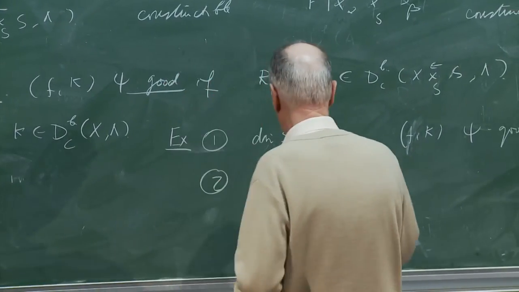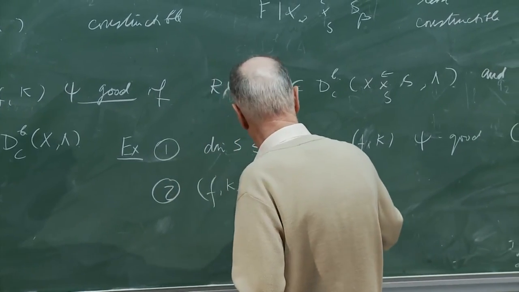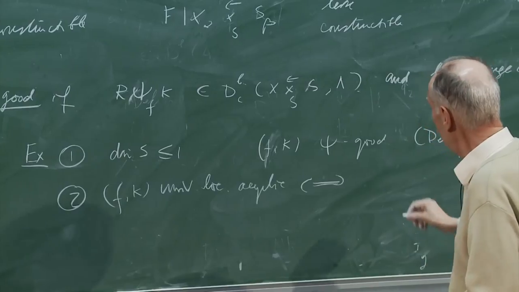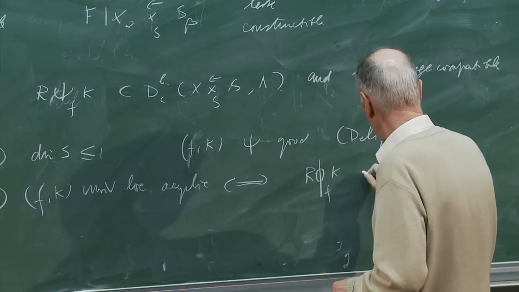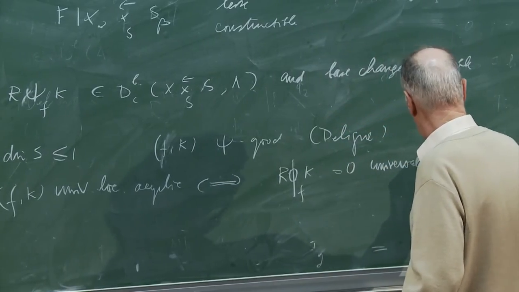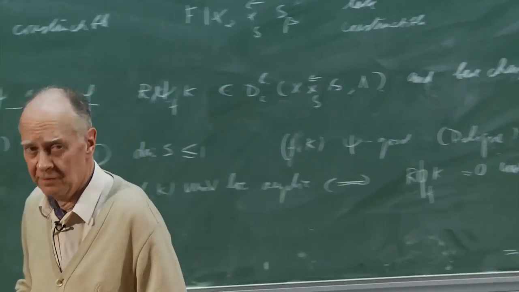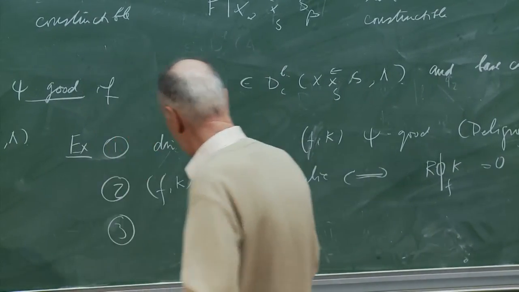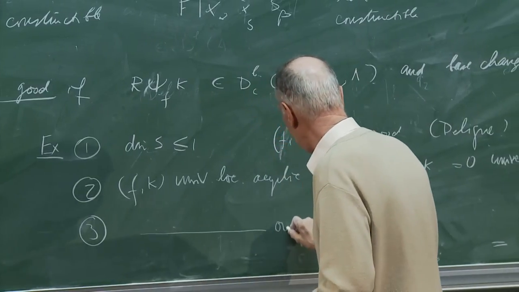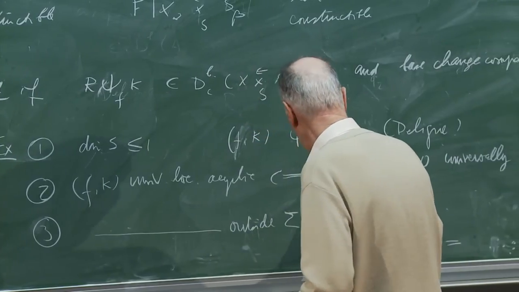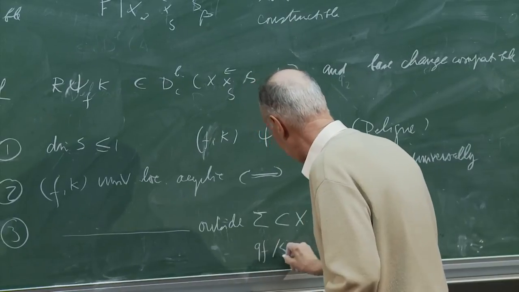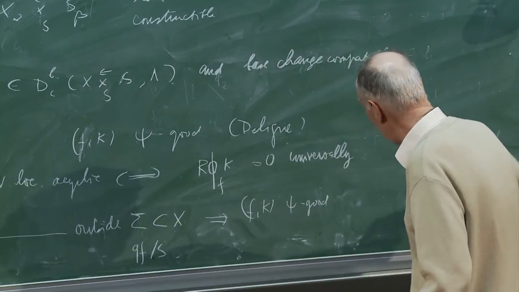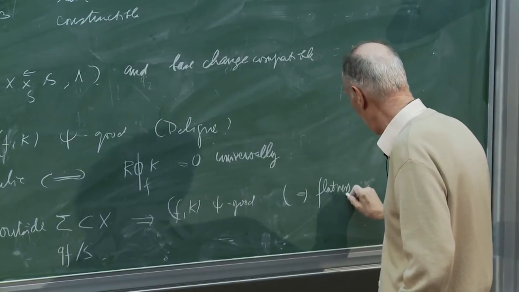Second, if F K is universally locally acyclic, then F K is psi good, and in fact R phi F K is zero universally. As Takeshi pointed out, this uses some argument in SGA 4 and a half, in the finitude appendix. And three, which was of use to him: suppose it's universally acyclic outside sigma in X, which is quasi-finite over S. Then F K is psi good. And this implies the flatness of phi in his notation.